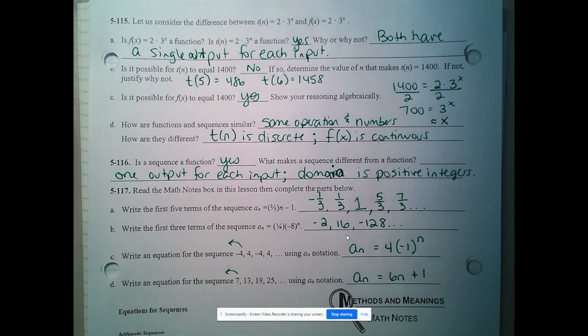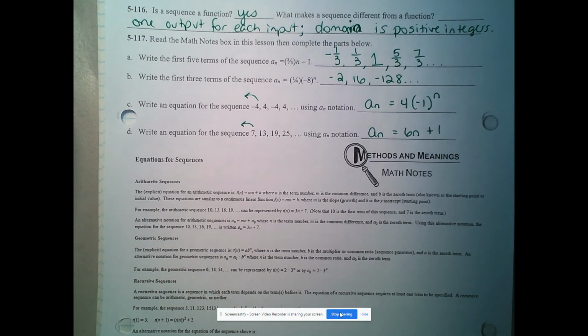So this is kind of a wrap up. Not a lot new, clarifying some slight differences between sequences and functions. Still going over explicit and recursive sequences, and just throwing in that one other notation there at the end for sequence notation. But not too bad. Don't forget to review that methods and meanings at the bottom of the page as well.